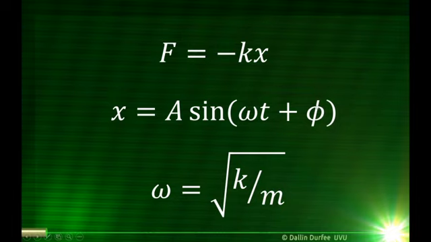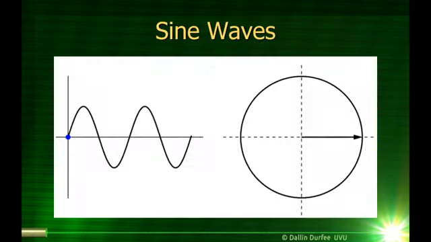Now, since harmonic motion involves sine waves, I want to take an aside here and talk a little bit about sine waves, to help you get more familiar with them. Of course, a cosine is just a sine wave with a phase shift. So a cosine is just sine with a different phi here. So when we talk about sines, we're really talking about cosines as well.